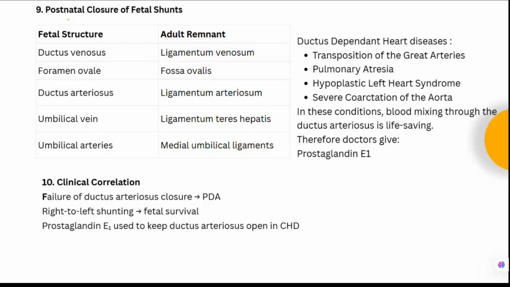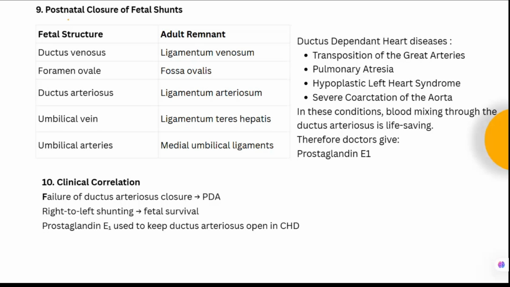Okay, please remember, ductus venosus will form the ligamentum venosum, foramen ovale will form the fossa ovalis, ductus arteriosus will form the ligamentum arteriosum, then umbilical vein will form the ligamentum teres hepatis, and umbilical arteries will form the median umbilical ligaments. Okay, the umbilical artery will form the medial umbilical ligaments. So these are the fates of the fetal structure which you should remember.